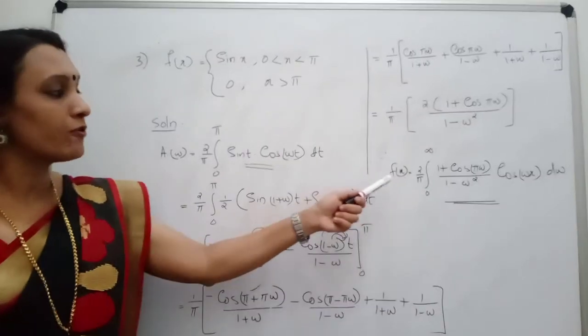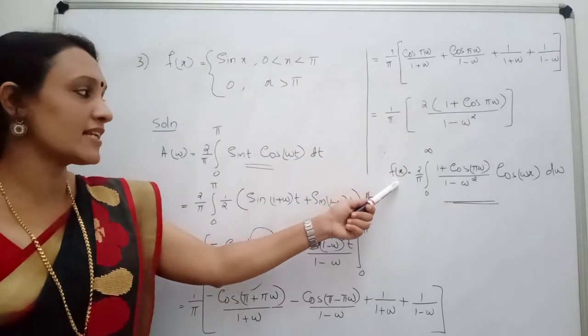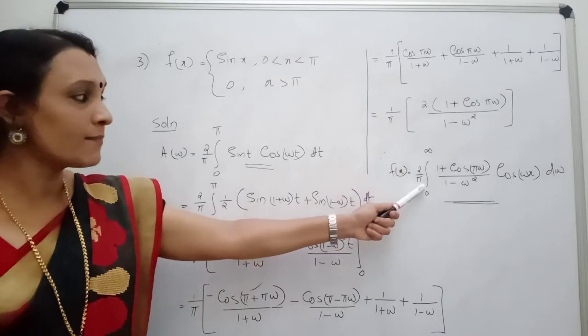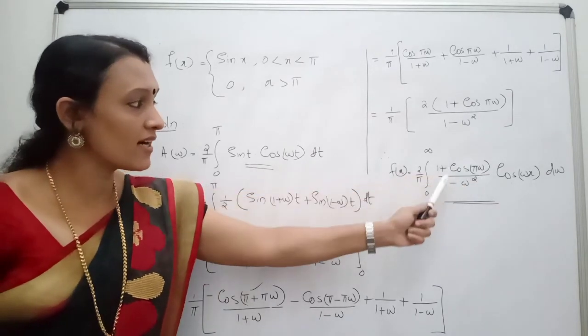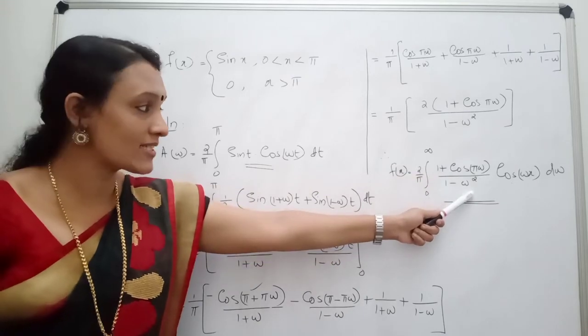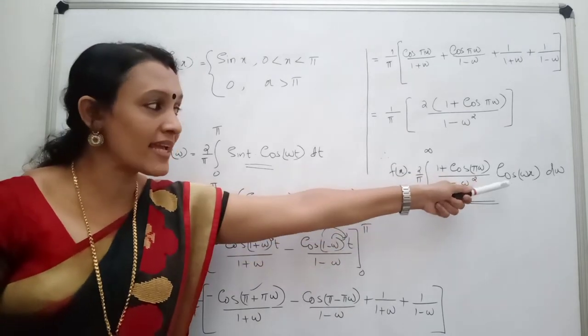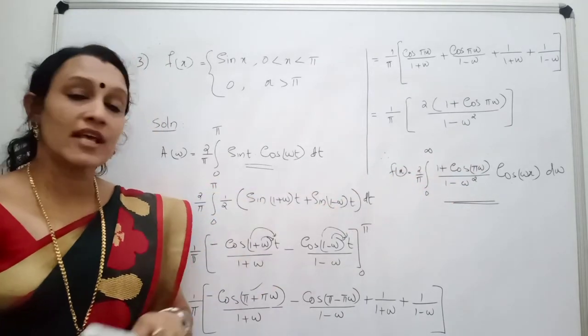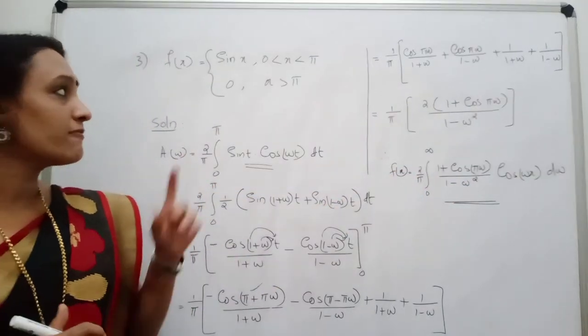This is the value of a omega. Therefore, our Fourier cosine integral representation of f of x is equal to 2 by pi, which can be taken outside, integral of 1 plus cos pi omega divided by 1 minus omega square into cos omega x d omega. So this is the Fourier cosine integral representation of the given function.